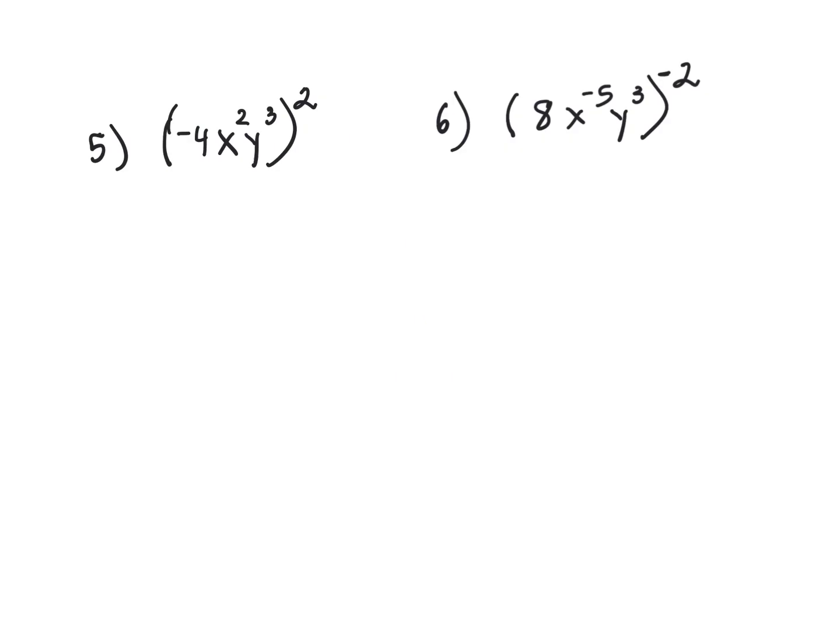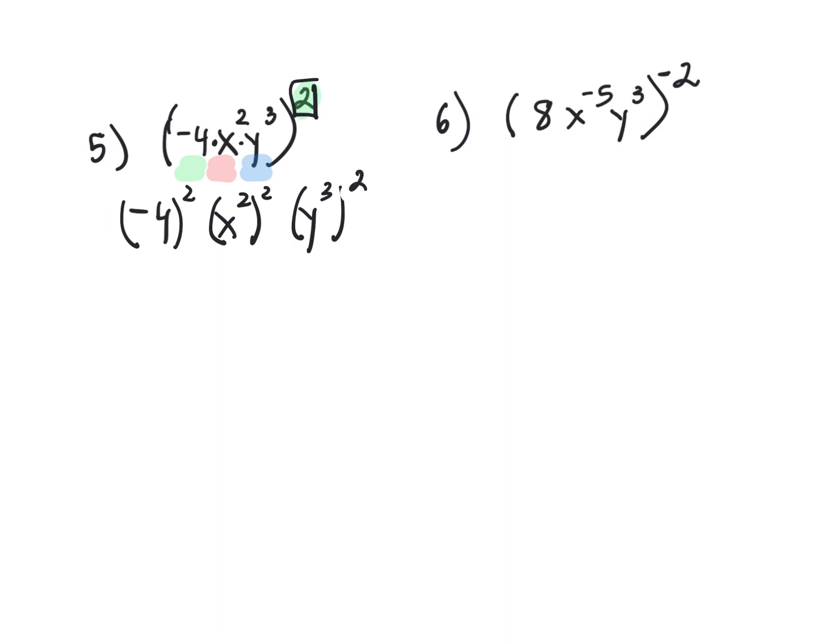Okay, so here we have the negative 4 being squared. So each one of those is being squared. So negative 4 is being squared, x squared is being squared, and y cubed is being squared. So those are called factors, and each of those factors is being raised to the 2nd power. So negative 4 is being squared, and then x squared is being squared, and then y to the 3rd power is being squared. Each of those, what we call factors, is being squared.